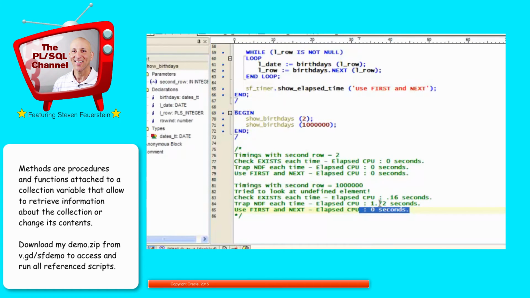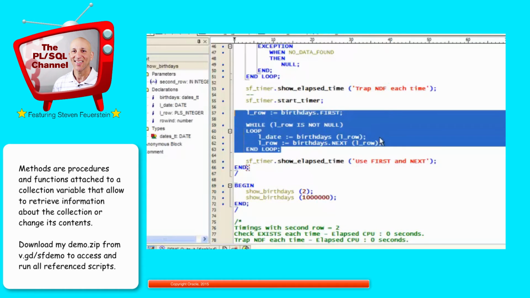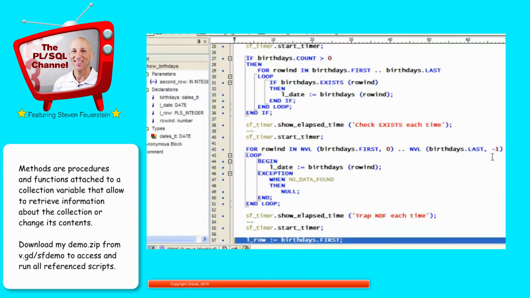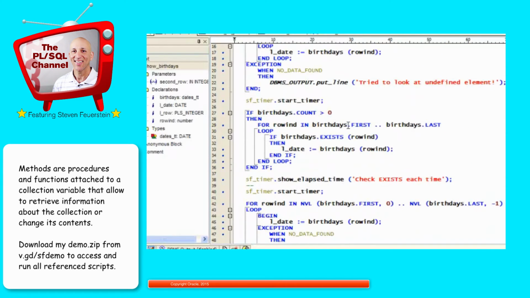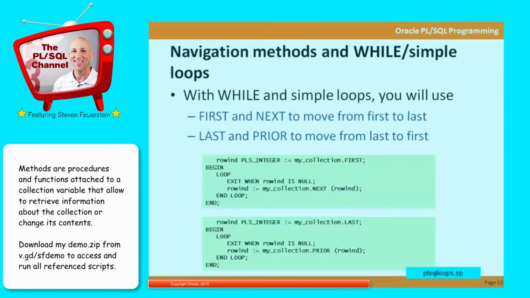So the bottom line for loops is use the while loop or simple loop whenever you have a non-densely filled or a sparsely filled collection. You can use the for loop, either going from first to last or one to count, for sequentially filled collections, depending on what the first value is. If it's 1, you can go from 1 to count. Otherwise, first and last.